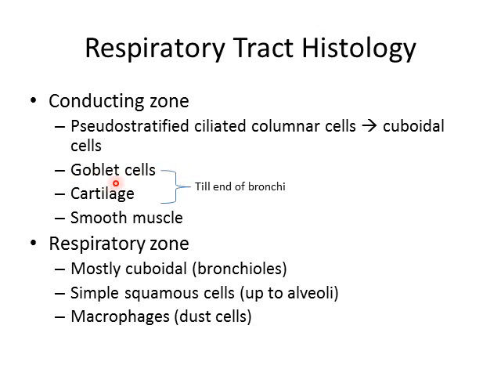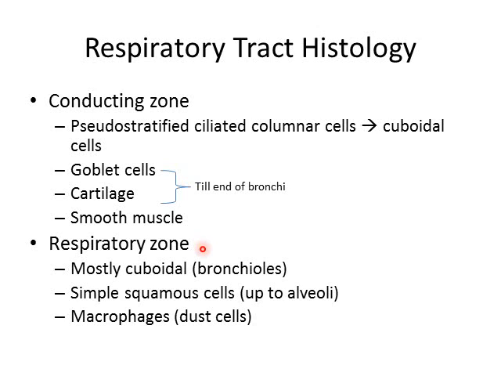You'll also see goblet cells in this area, and you'll see that there's cartilage, and these progress all the way till the end of the bronchi. And you'll also see smooth muscle. This is important because this is a really important intervention point pharmacologically for some of the diseases we're discussing today.